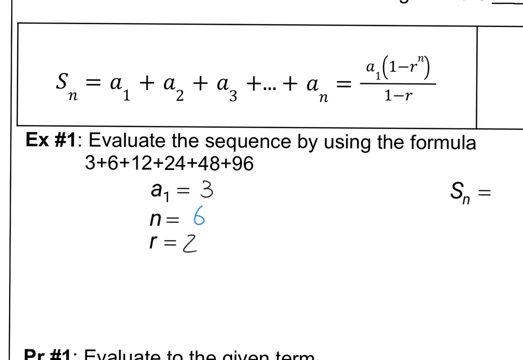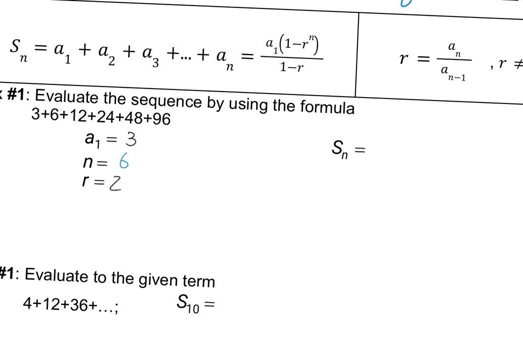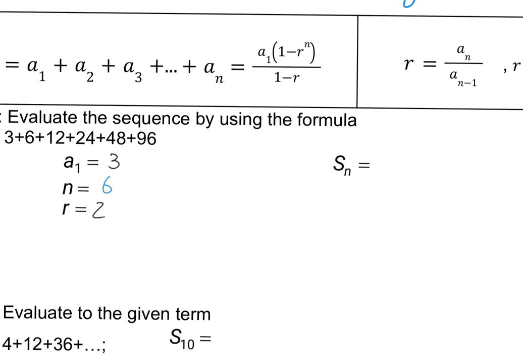Now they want me to figure out the sum. So if I go over here, I have this formula up here. This is how you figure out the sum. So let's plug everything in. A sub 1 is 3. Then I'm going to do 1 minus my R, which is 2, to the n, which is 6. Put that over 1 minus my R, which is 2. And then we just simplify. This formula will give us the sum of all these numbers added up.